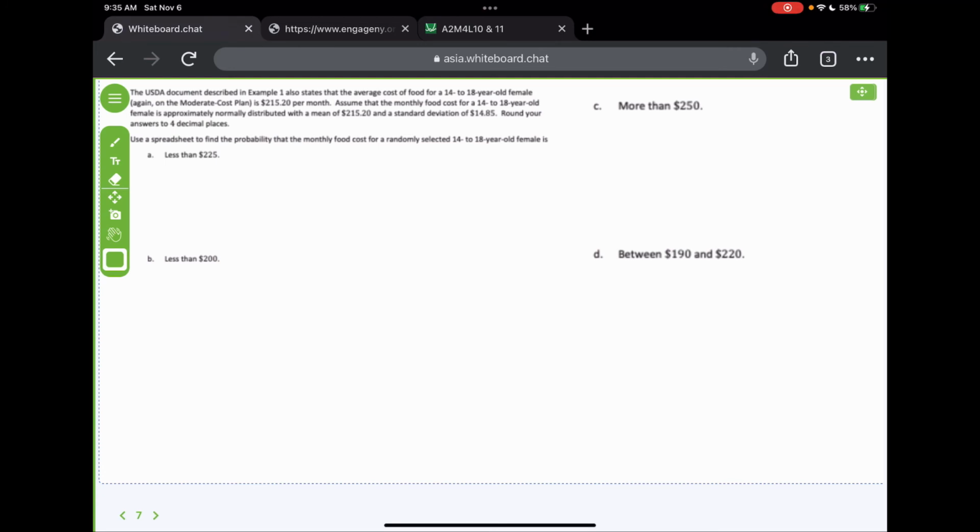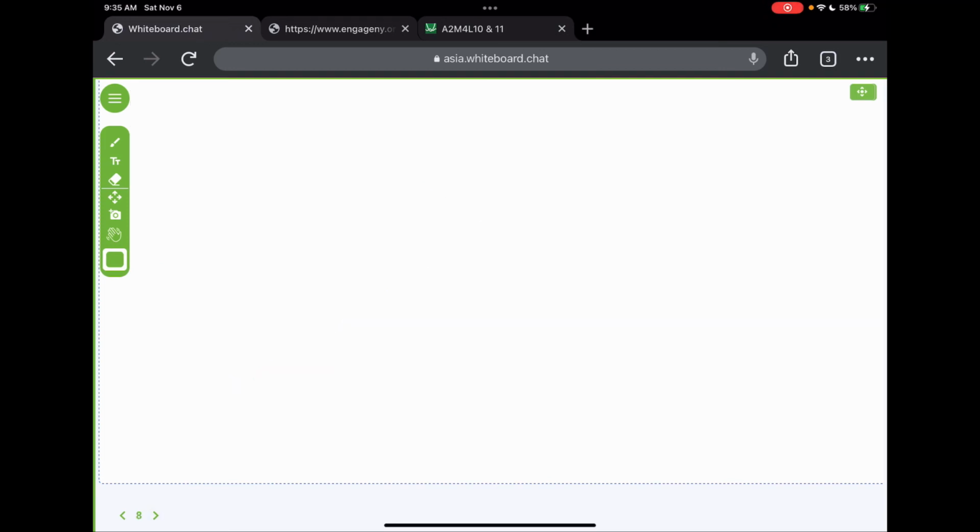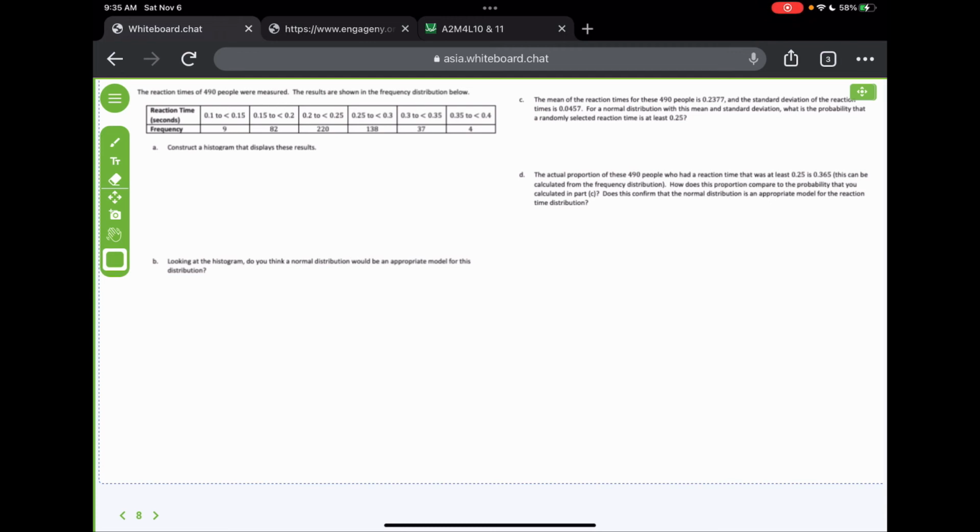Okay, this talks about using a spreadsheet. You could actually put all this into an Excel spreadsheet. We're not going to take the time to do that. That's nowhere close to what we would want to do. Okay. We will look at this right quick. It says the reaction times of 490 people were measured. The results show the frequency distribution. Okay, I'm not sure what reaction times we're talking about, but it says construct a histogram. This might be complicated, but let's see.